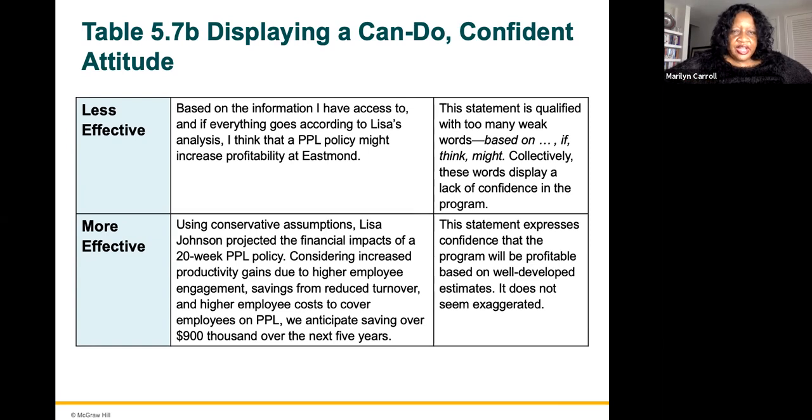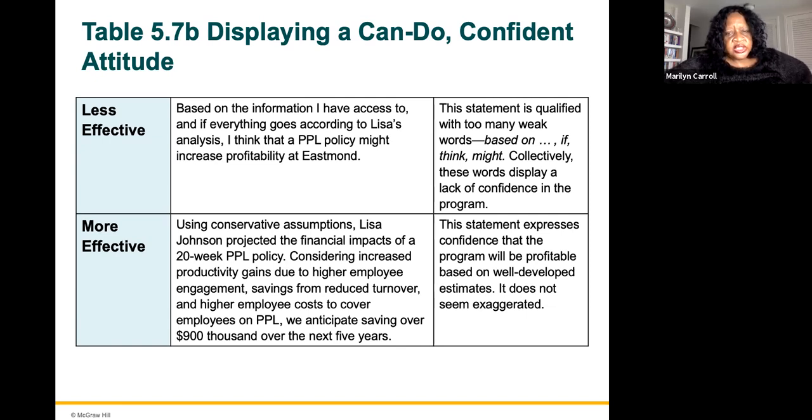Displaying a can-do confident attitude. All right. Based on the information I have access to, and if everything goes according to Lisa's analysis, I think a PPL policy may increase profitability at Eastman. What's wrong with this statement, guys? Well, this statement is qualified with too many weak words: based on, if, think, may. Collectively, these words display a lack of confidence in the program.